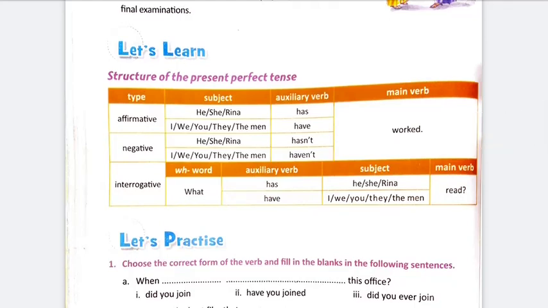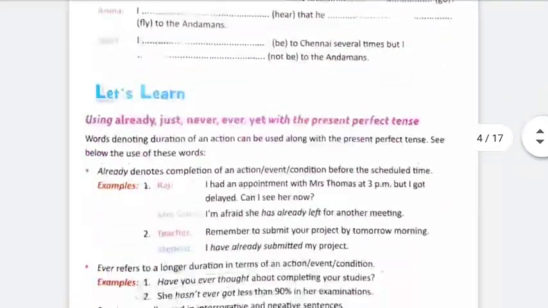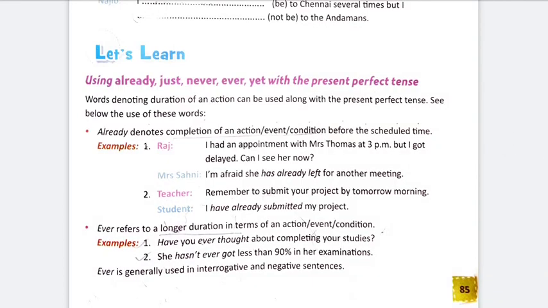Now see, come to the next page, page 85. Let's learn using words like already, just, never, ever, yet with the present perfect tense. These words denoting duration of an action can be used along with the present perfect tense. Already denotes completion of an action. The action is already over. For example, I am afraid she has already left for another meeting. It means the action of going or leaving the place is over. So already denotes completion of an action.